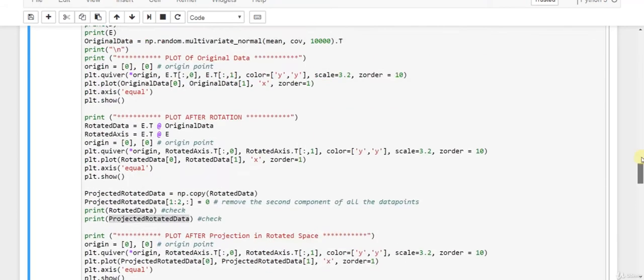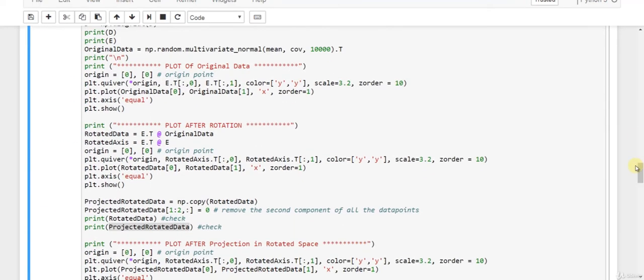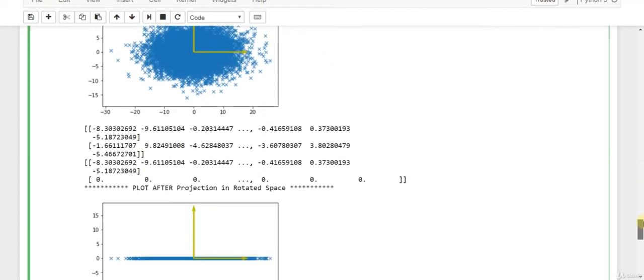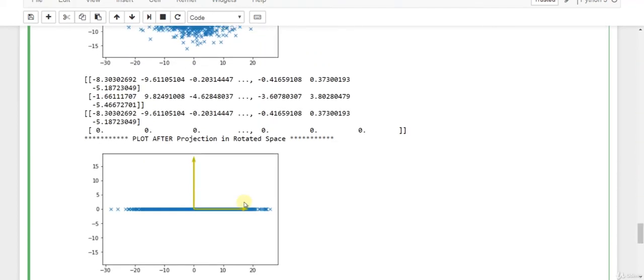Now, after that, I plot the data after this projection. So, plot after projection in the rotated space. Here, instead of the rotated data, I plot the projected rotated data, and we see the following result. Here is the result after projection, and it is indeed projected onto the x-axis, which originally was the E1 axis, the first eigenvector axis.